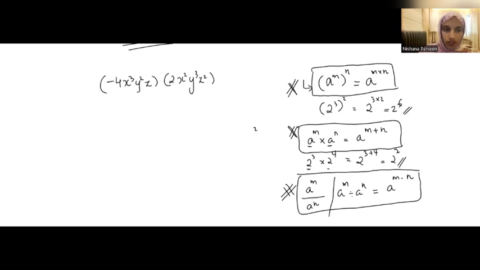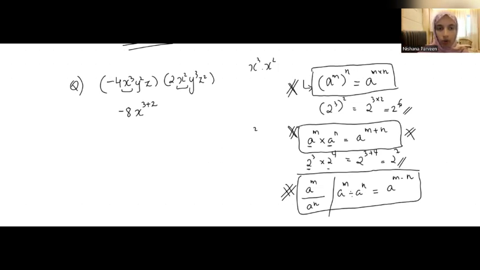This was our question, right? So just look. Minus 4 times 2, I'll get minus 8. Here I can see x raised to 3 and x raised to 2, so it comes as x raised to 3 times x raised to 2. It comes x raised to 3 plus 2, because we know that a raised to m times a raised to n will give you a raised to m plus n. We just have to add the powers.